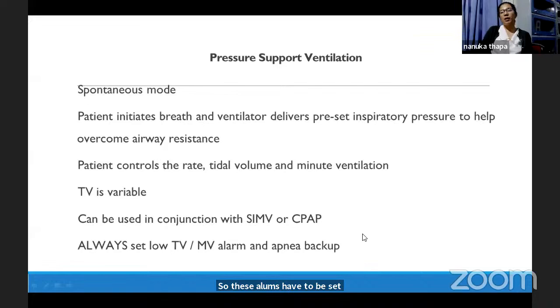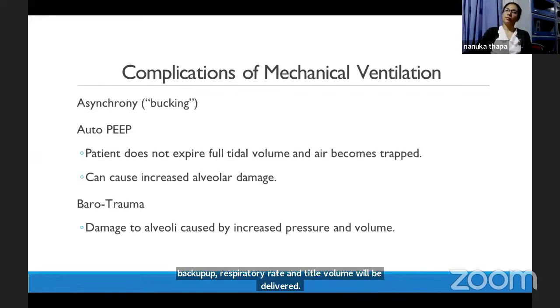Also, an apnea backup has to be put. Suppose the patient stops breathing. Within the set time, the ventilator will go to a backup mode where a backup respiratory rate and tidal volume will be delivered so that the patient is not at risk for hypoxia.